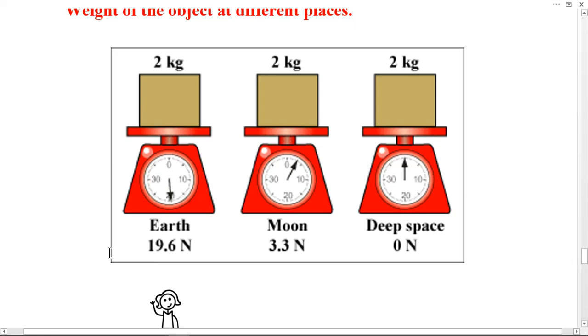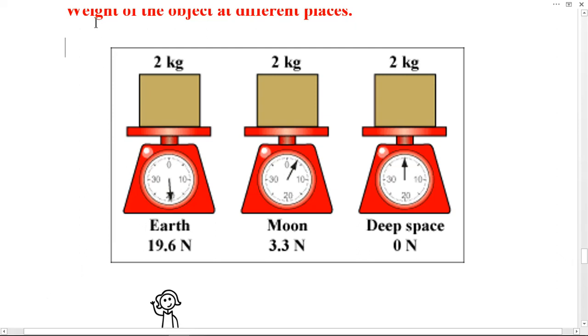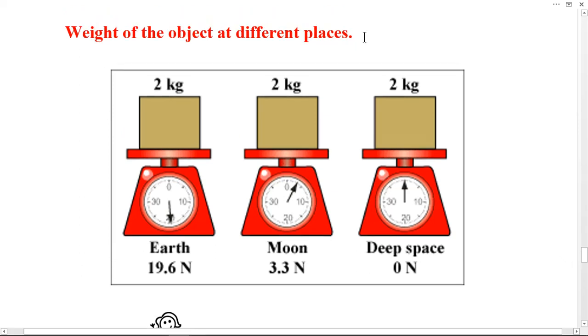On Earth, as I told you, you can take g as 9.8. For example, if I multiply 2 by 9.8 instead of 10, it will give you 19.6. This is the value they used here. So these are just the values you are going to use. Sometimes you can use 10, sometimes you can use 9.8.